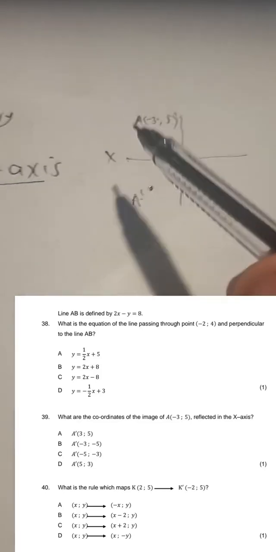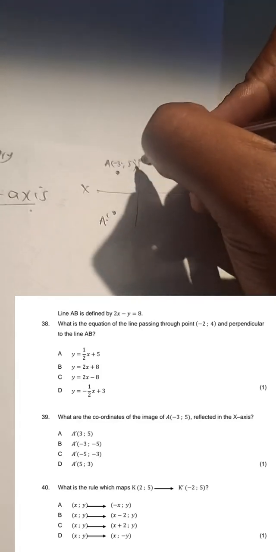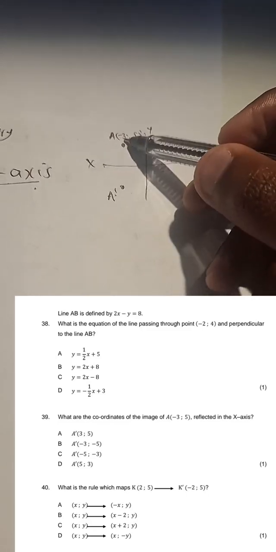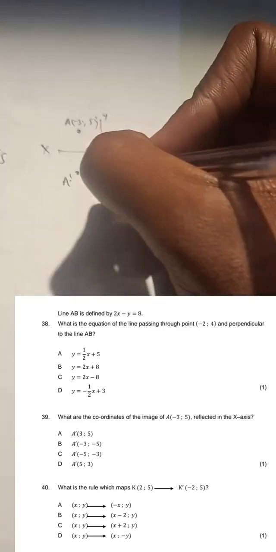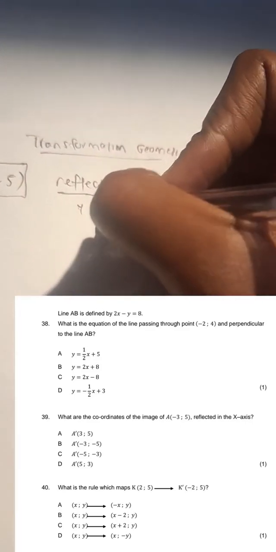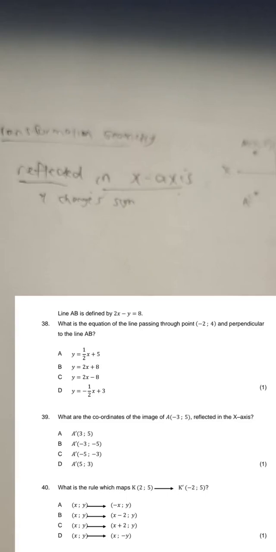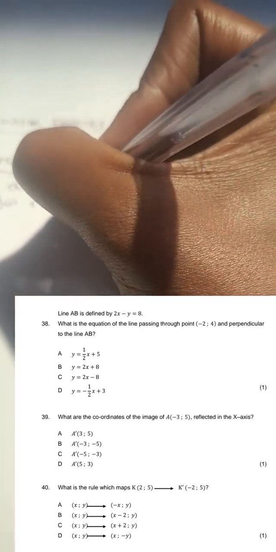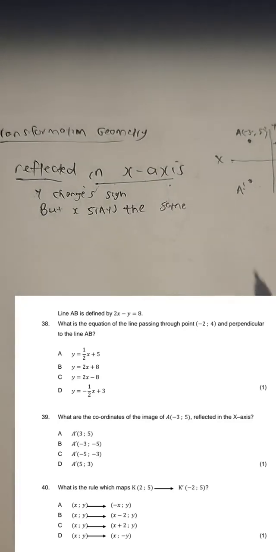What is changed when A is reflected in the x-axis? Reflection in the x-axis means this. From here to here, what's happening? The sign of y is changing, because y here at the top is positive, whereas y here at the bottom is negative. So y changes sign when you are reflecting in the x-axis, but x stays the same. I can see that practically from my diagram.